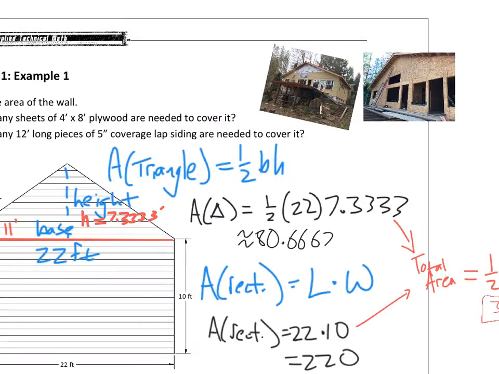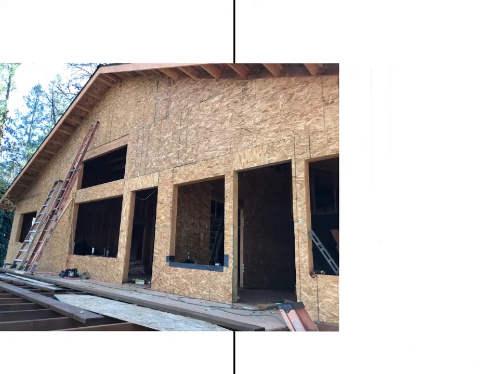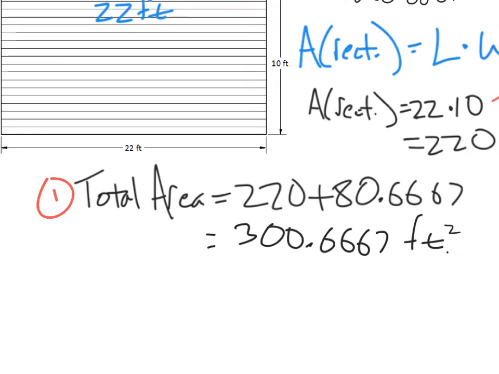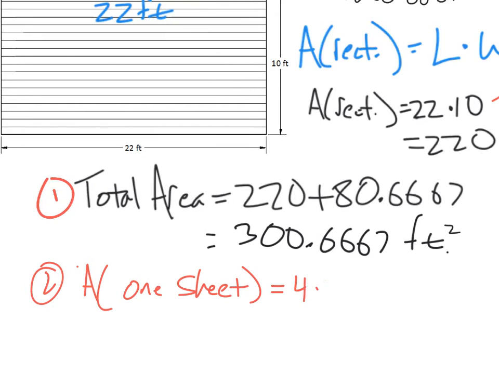So these are 4x8 sheets. Let's go back here. We can see that we've got some sheets of plywood here. I think it ends right there, and then there's another one right there. These are 4x8 sheets of plywood, and we need to know how many of those sheets we need to cover this simple house. First, what's the area of one sheet of plywood? The sheet is 4x8, so it's a rectangle. 4 times 8 is 32 square feet.